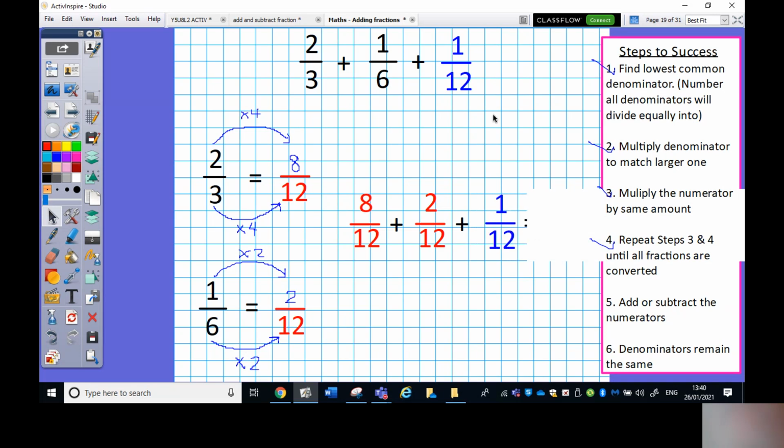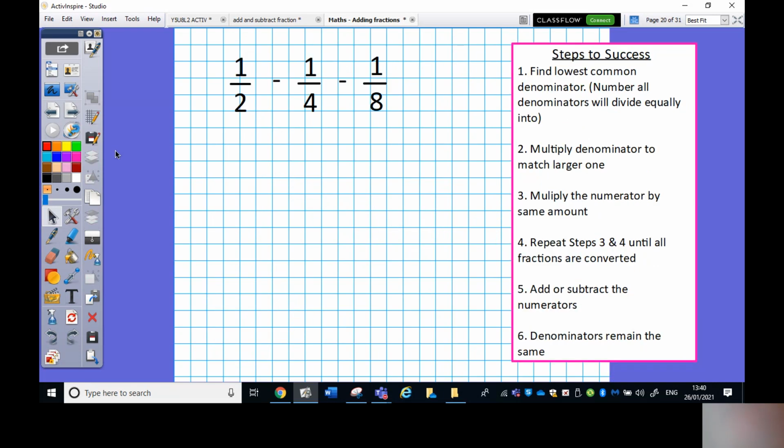I also need to add the third fraction. Remember, don't forget that one. And what will my denominator be? Can you tell me? Good, that doesn't change. Remember, we're not adding 12 plus 12 plus 12. It remains the same. What about the numerator? Shout it out. Excellent. So my answer is 11/12. Well done, year 5. Let's try another one.